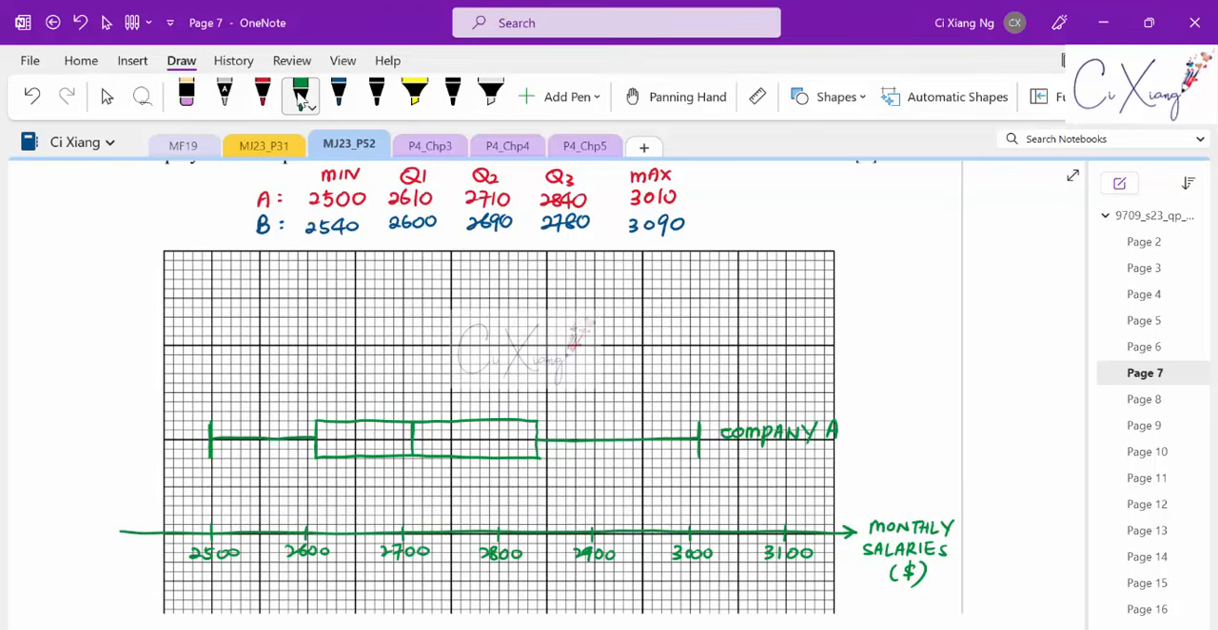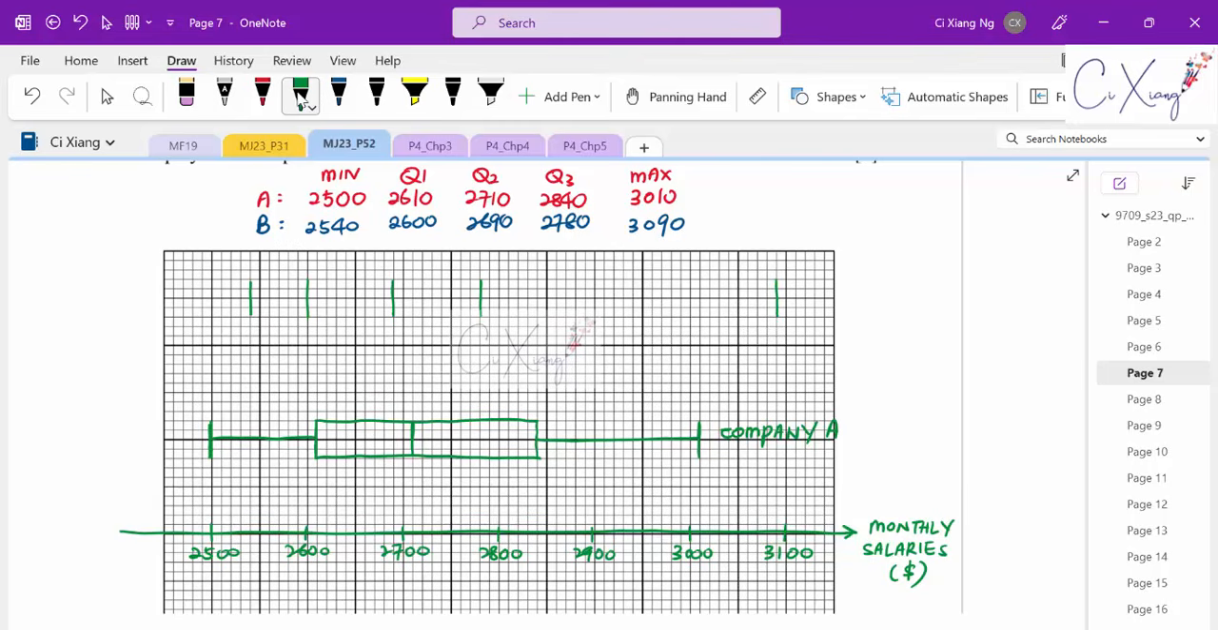Okay, then now we can continue with company B. So the minimum is 2,540, so you can draw it maybe slightly higher. 2,540, maybe is this one. 2,600 is this. 2,690 will be this one. And then 2,780 is this. Maximum is 3,090. So 3,090 is quite at the back.